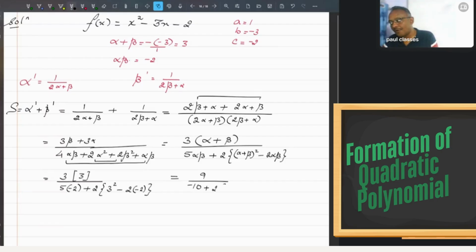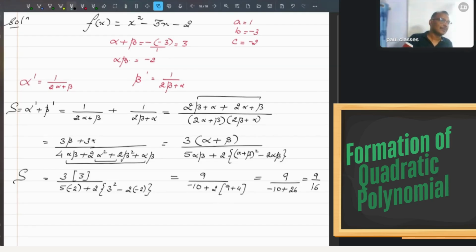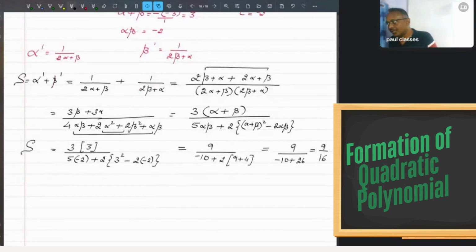2 times of 9 plus 4. How much is this? 9. And this is minus 10 plus. What is 9 and 4? 13. 13 twos are? How much is it coming out to be? 9 by 16. ये क्या निकला? ये S निकला। अगला मुझे क्या करना है? मुझे P निकालना है। What is P?